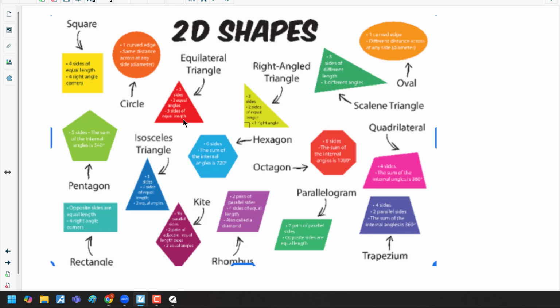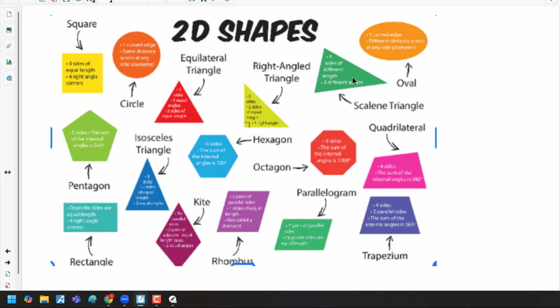You got a kite. Equilateral triangle. That's easy. All 3 sides are equal length. All 3 angles are the same. Right angle triangle. You got a 90-degree angle. Hexagon, 6 sides. Sum of the internal angles is 720. You got a rhombus, you got an octagon, 8 sides. Sum of the internal angles is 1080.